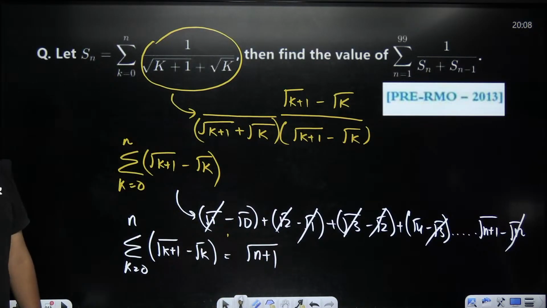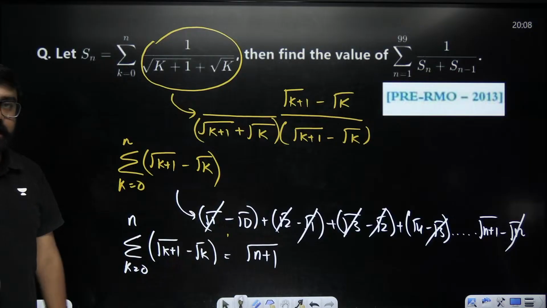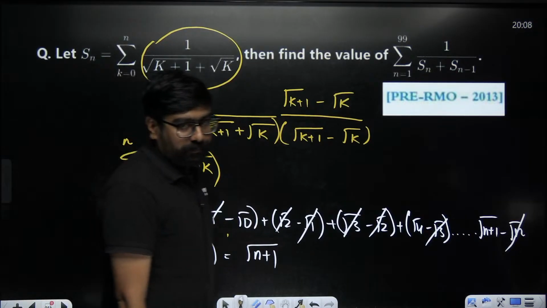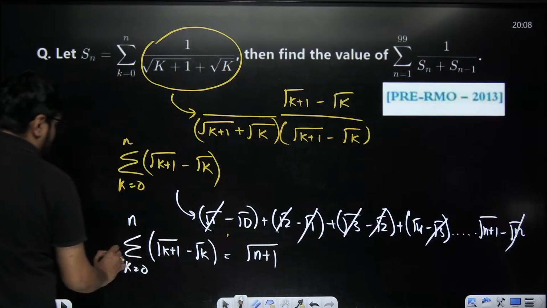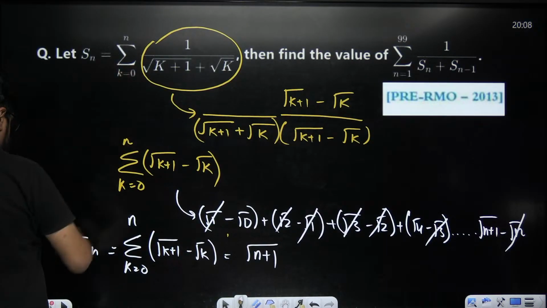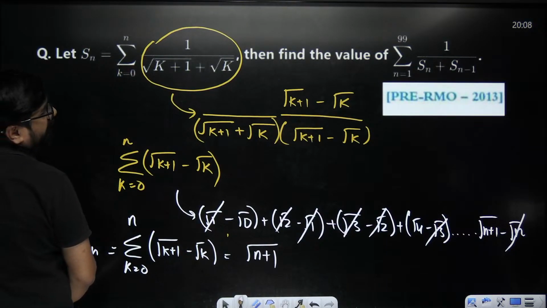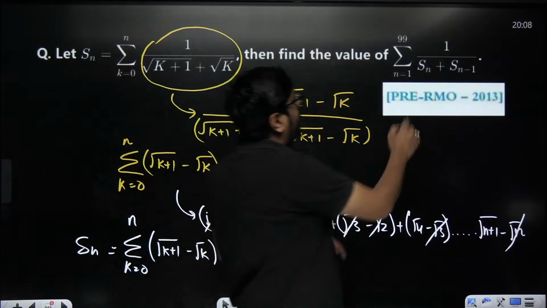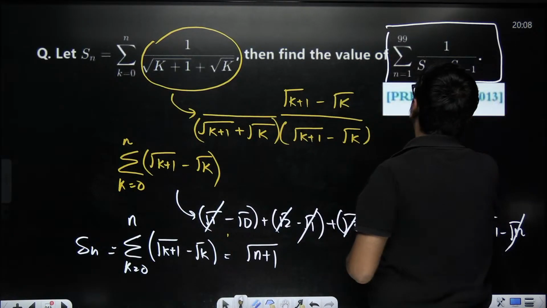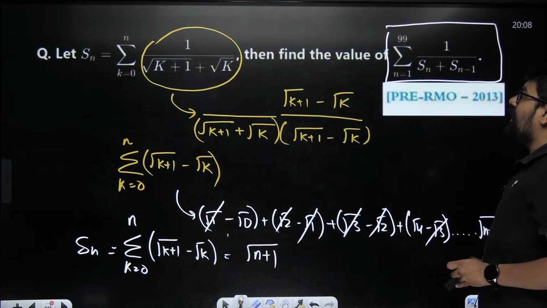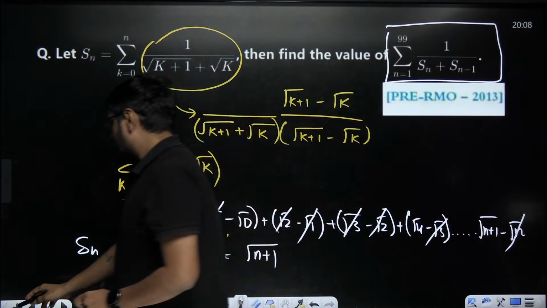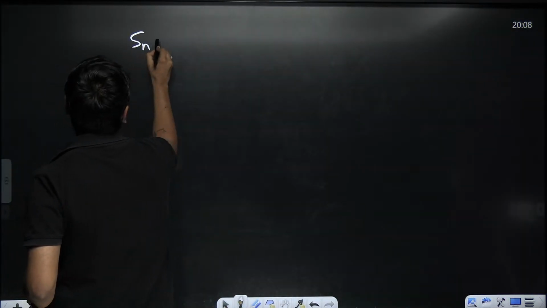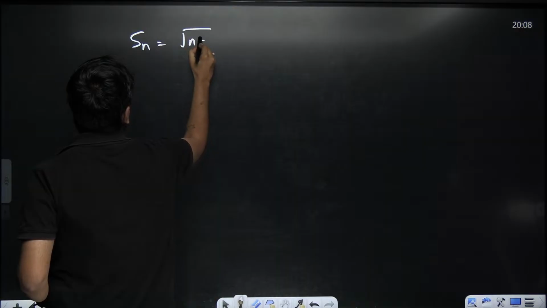The answer is square root of n. The answer till here is square root of n plus 1. Okay, ji. Now this is my Sn, sum of n terms. This is Sn only. Now they are asking you to find the value of this, n iterating from 1 to 99, and find 1 by Sn plus S of n minus 1. So I know that my Sn is nothing but square root of n plus 1.